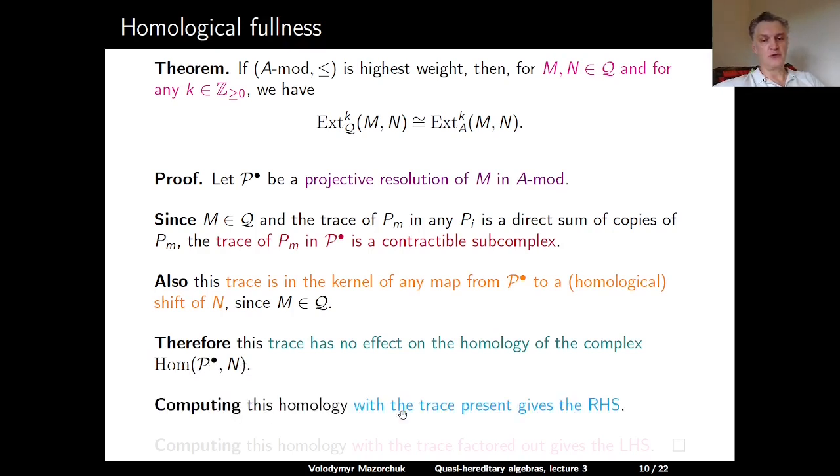So if you compute this homology with the trace present in our complex, you get just the definition of Ext from M to N in A mod of any degree. And if you factor this trace out and compute the homology, you will get the projective resolution of M in Q, and so the homology of the resulting complex will give you the extension from M to N in Q. And since this trace is irrelevant for the computation, the two things coincide. And that's what proves our theorem.